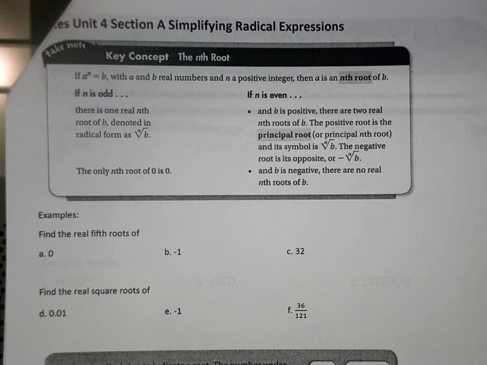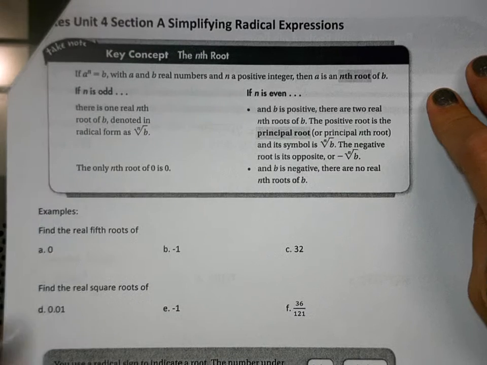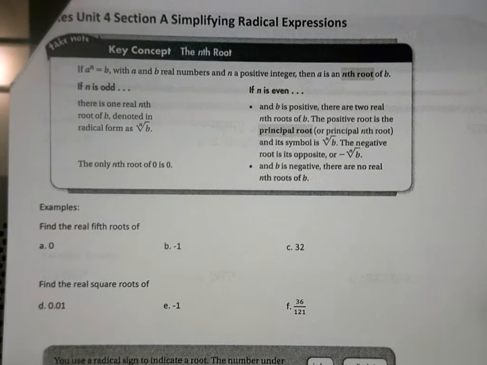Math 3, Unit 4, Section A. So today we're talking about simplifying radical expressions. Most of the time you guys have only seen roots where it's square roots. But there's actually cubed roots, which would be a third root. And what does it mean when you have something that's a third root?